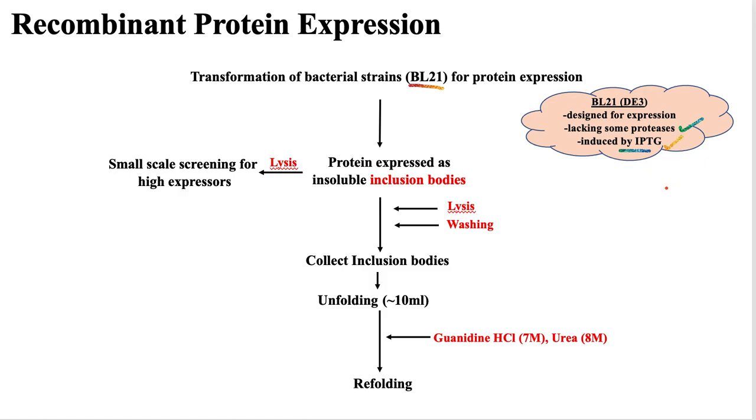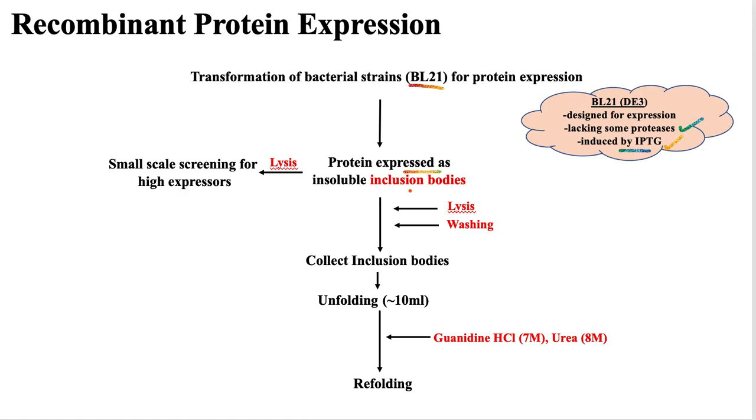So if we are growing transformed bacterial cells, and after a certain time period these growing cells attain a certain optical density, then we add IPTG. So it is a sort of signal that will initiate these cells to start synthesizing our protein of interest. I will discuss this whole procedure in detail in my subsequent lectures.